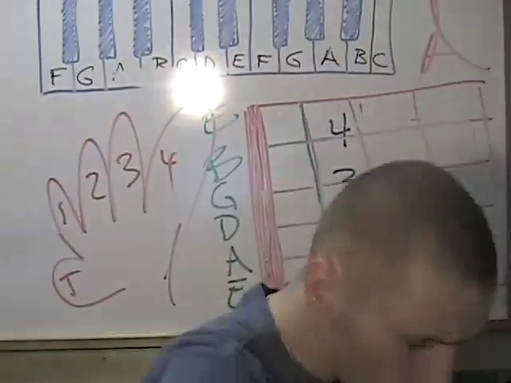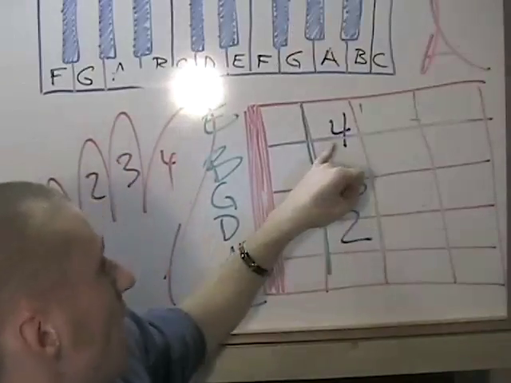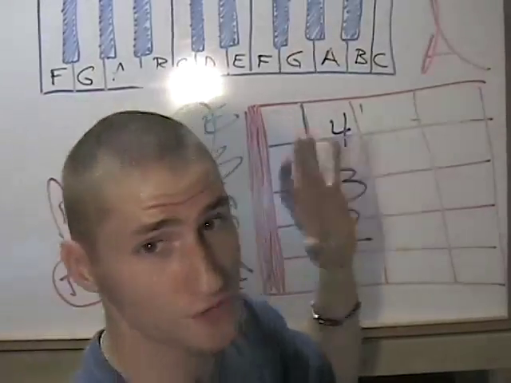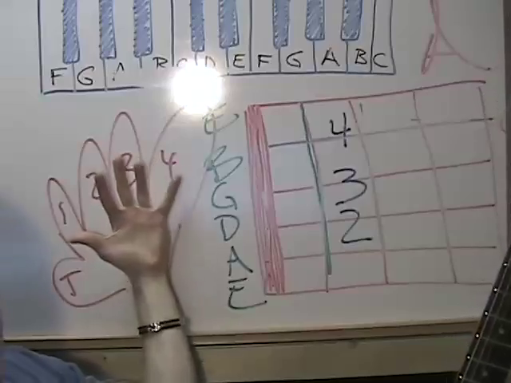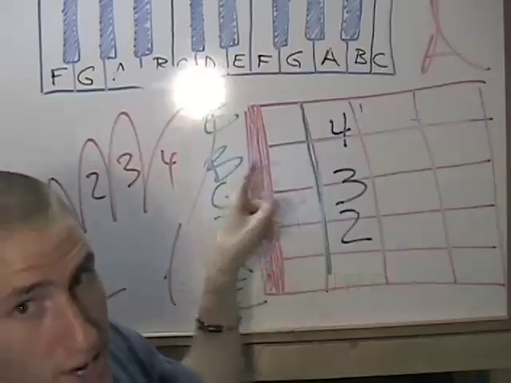Now, when I go to play, the way that I read this is, let's start with this 4. The 4 means fourth finger, right? Our pinky. So let's take our pinky and put it on the B string right here.